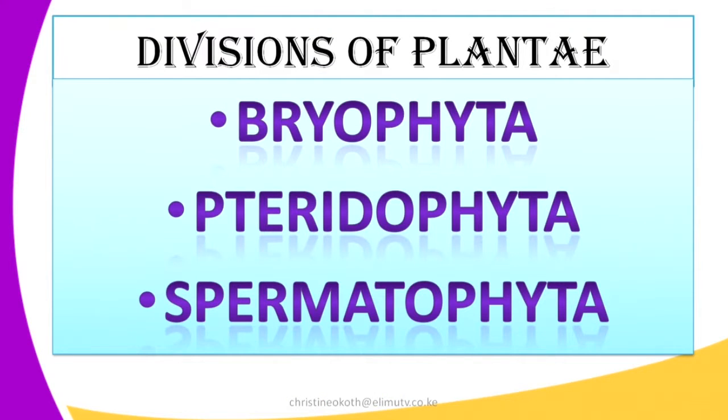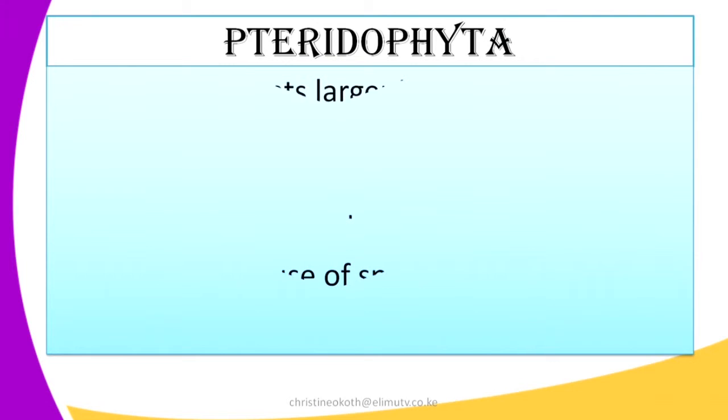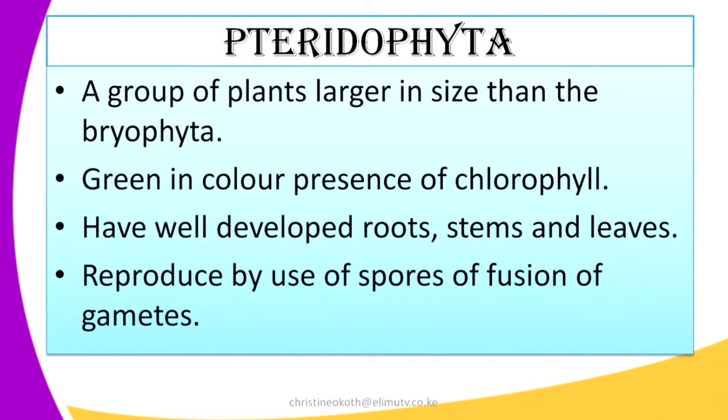So we're still looking at the divisions of the plantae kingdom, and the first division was Bryophyta. We discussed it. Today we're going to look at Pteridophyta, and in the next lesson we're going to look at Spermatophyta. So let us look at Pteridophyta. So how do you identify organisms that belong in the division Pteridophyta?